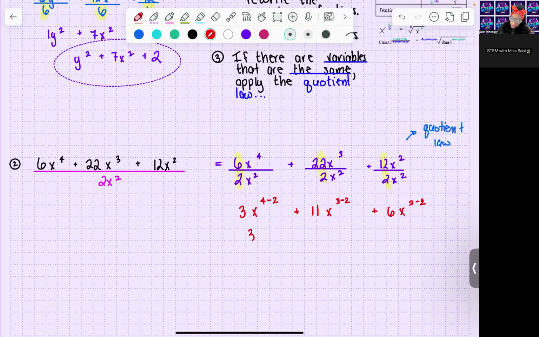So what are we left with? We are left with 3x squared plus 11x plus 6x to the power of 0. Remember the 0 identity. Anything to the power of 0 is equal to 1. So we are left with 3x squared plus 11x plus 6.